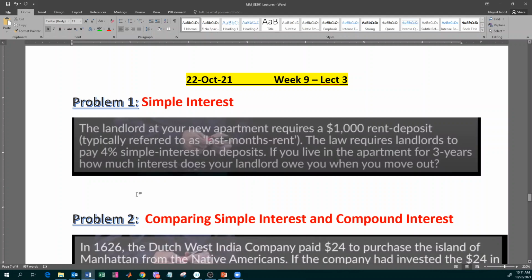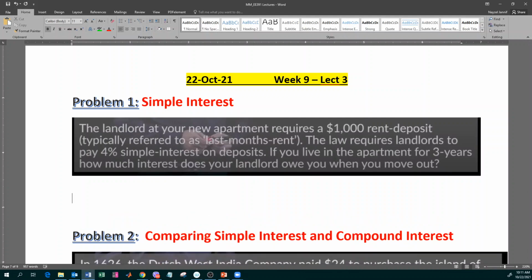Let's have a look at this question here. Problem number 1. The landlord at your nearest apartment requires a $1,000 rent deposit, typically referred to as last month's rent. The law requires, and this doesn't happen in Fiji, although it should, that the landlord pays 4% simple interest on deposits. If you live in the apartment for 3 years, how much interest does your landlord owe you?